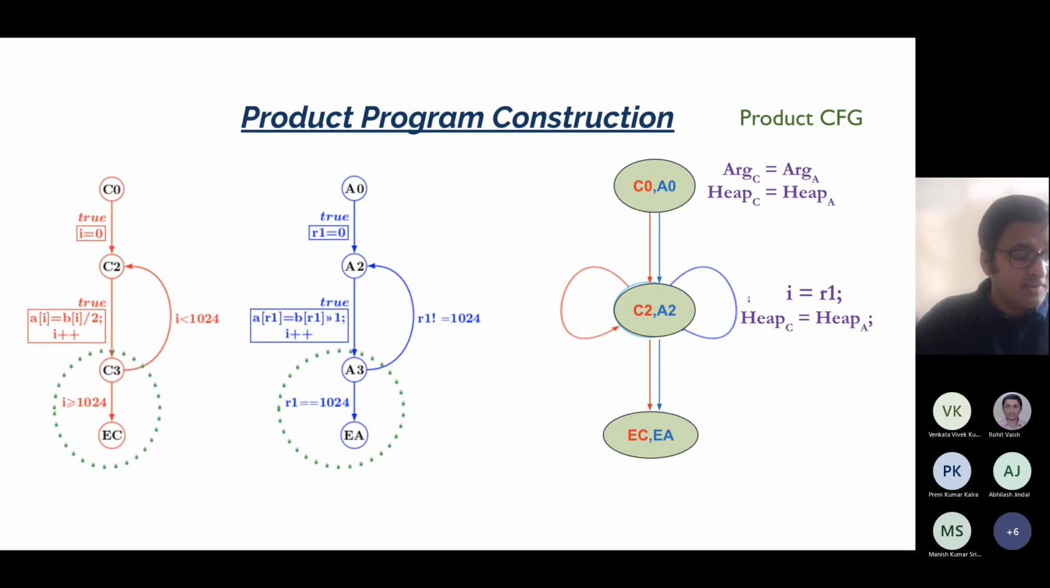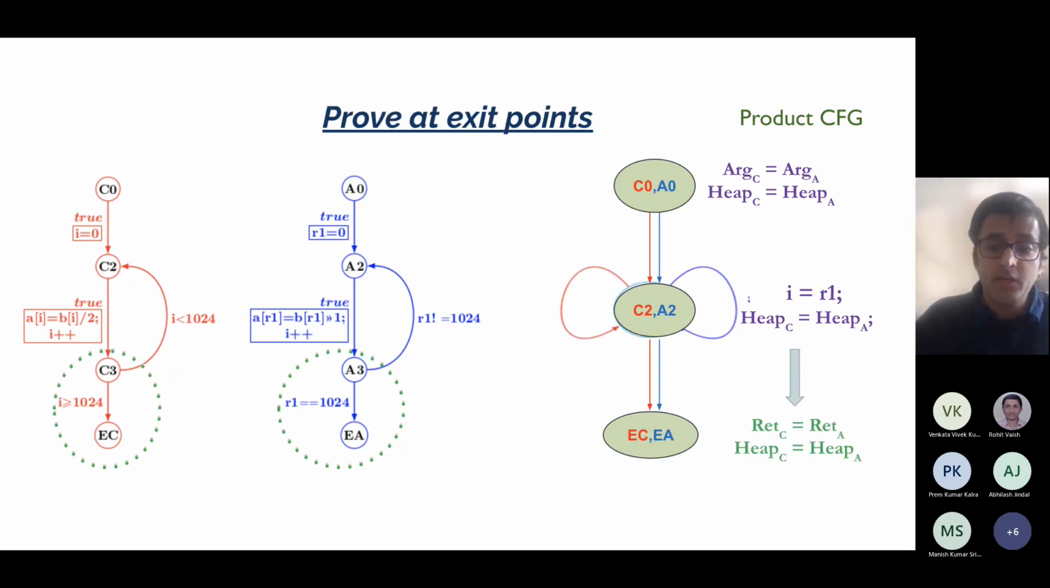The given program pair is equivalent if the inferred invariants in the product CFG are strong enough to prove equivalent return values and heap states at program exit. In this case, this equivalence can indeed be proven through this product CFG we have constructed, because we know I equals R1, and then eventually we return I and return R1 in the two programs respectively. We know that the return values are equivalent. Similarly, we know that the heap states are equivalent at exit. And so we have been able to prove equivalence and complete the proof.